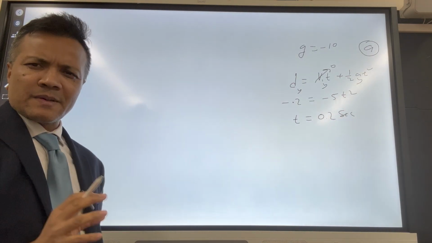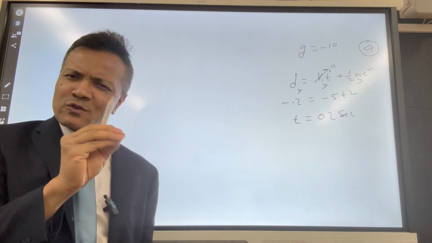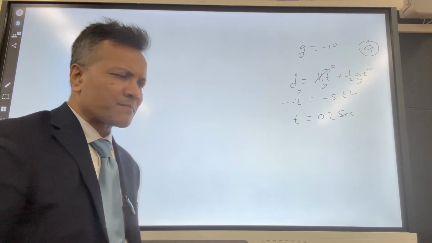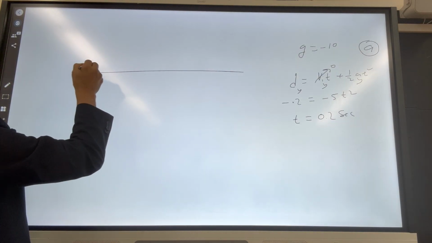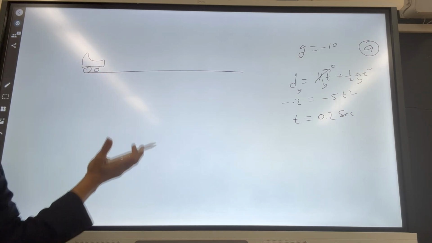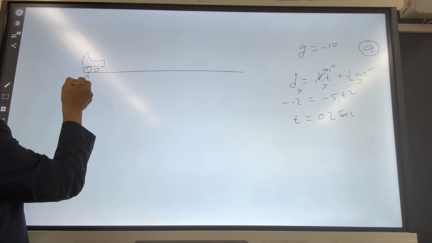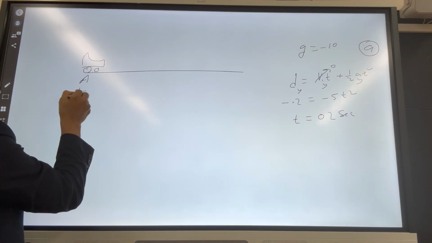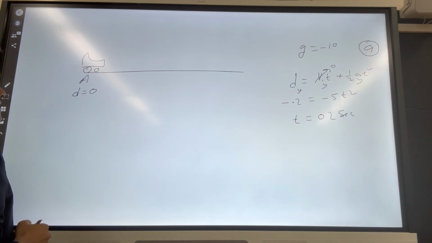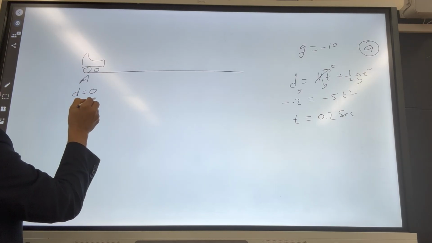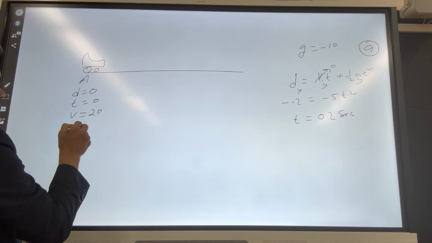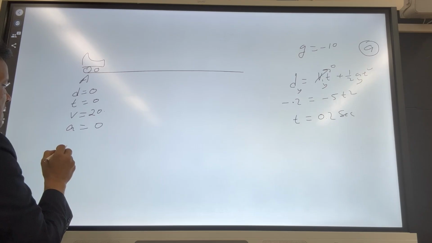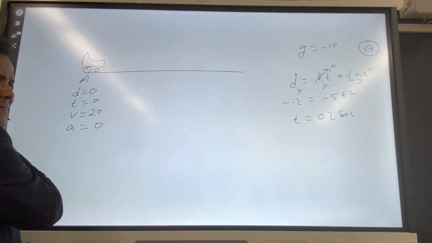Now, with this reaction time, would you be able to save someone's life? Okay, let's see. You are at location A. What is the distance? With respect to location A, the distance is 0. Time is 0. Velocity is 20 meters per second. Acceleration is 0 because you're moving with constant velocity.